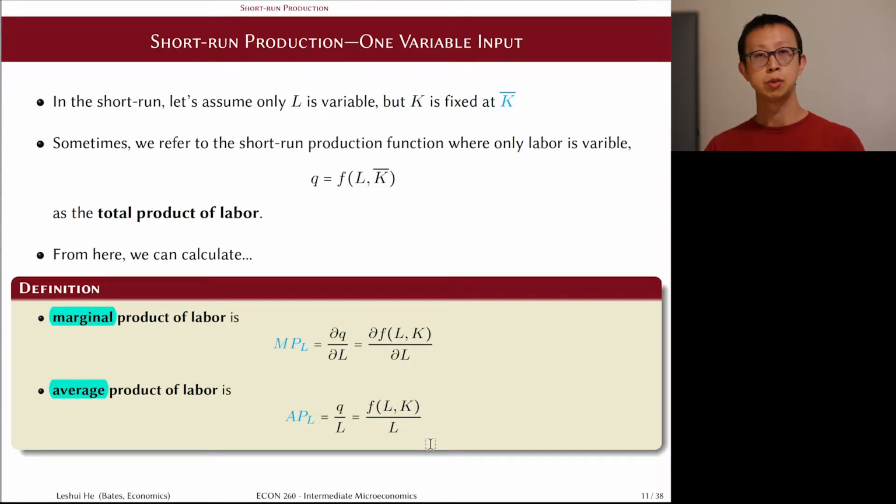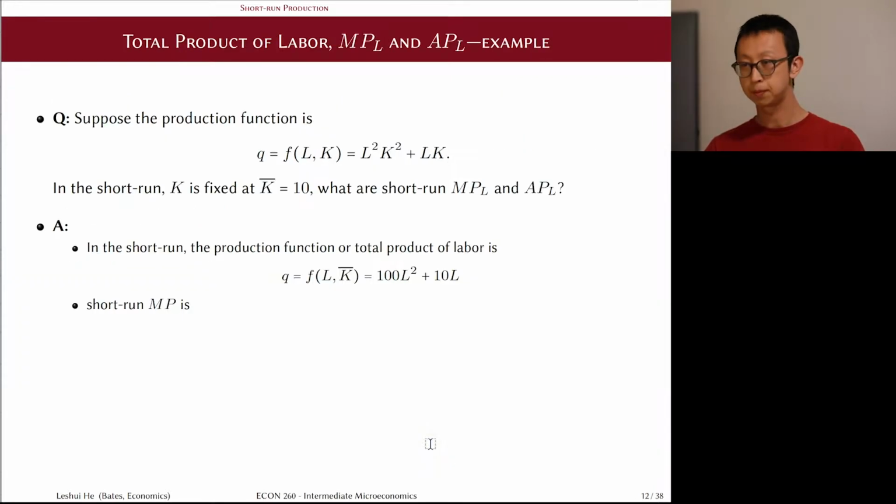Let's look at an example to see the differences between these two concepts and their relationship to each other. Suppose that we have a production function that takes this particular form. And in the short run, let's assume that K is fixed at K bar, which takes a value of 10. Now let's try to calculate the marginal product of labor and the average product of labor. First of all, knowing that K is fixed at a value of 10, we can plug this value into the production function, and that will give us the specific total product of labor.